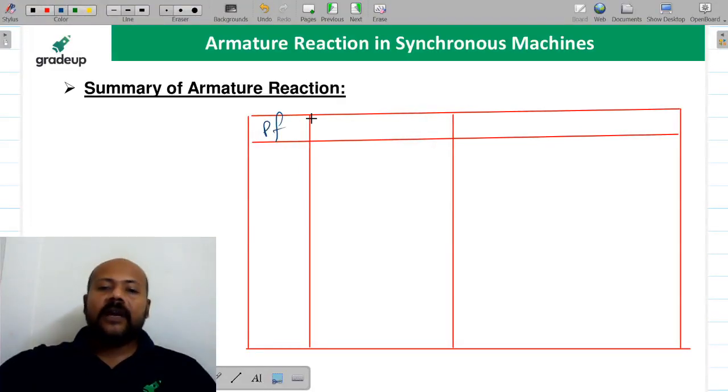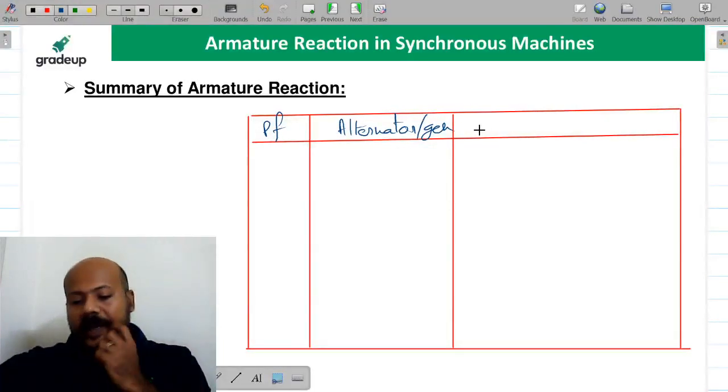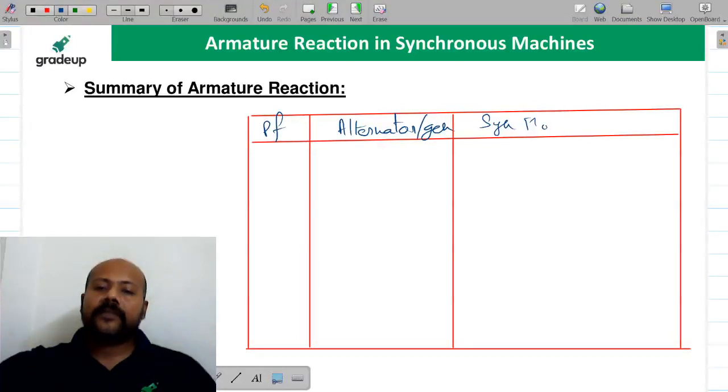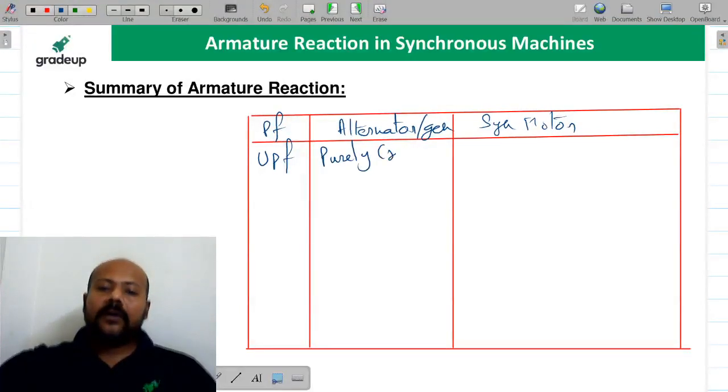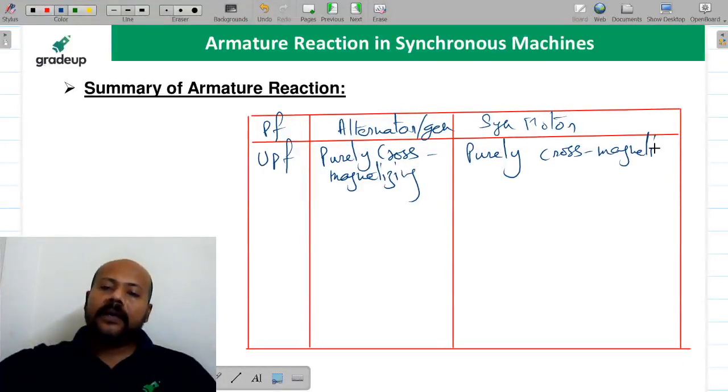Okay, so here we are having power factor, here we are having alternator, or you can say generator. This is the case of generator. Alternator is nothing but generator, and this is your synchronous motor. Is it okay? So first case we are taking unity power factor. For the unity power factor we have seen it is going to be purely cross magnetizing. Purely cross magnetizing. Yes or no? And for the motor also it is going to be purely cross magnetizing. This is the first case.